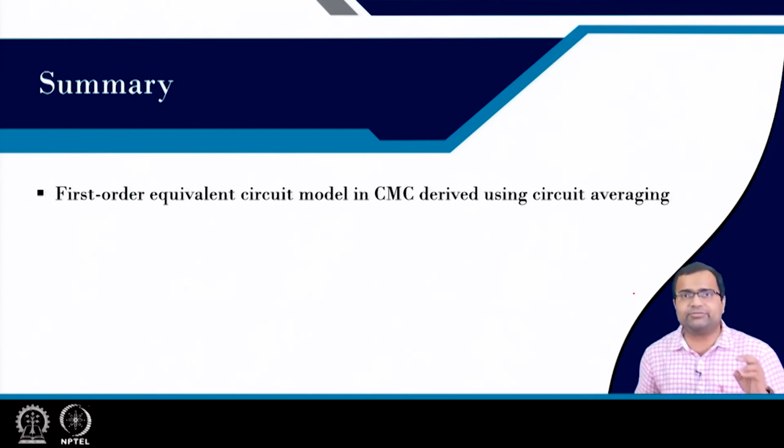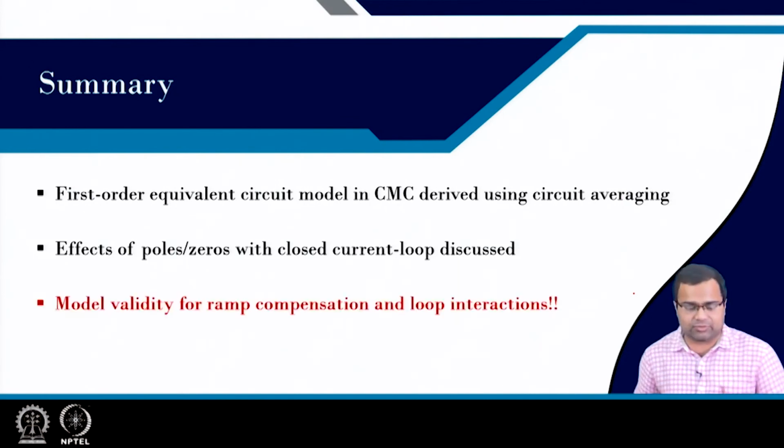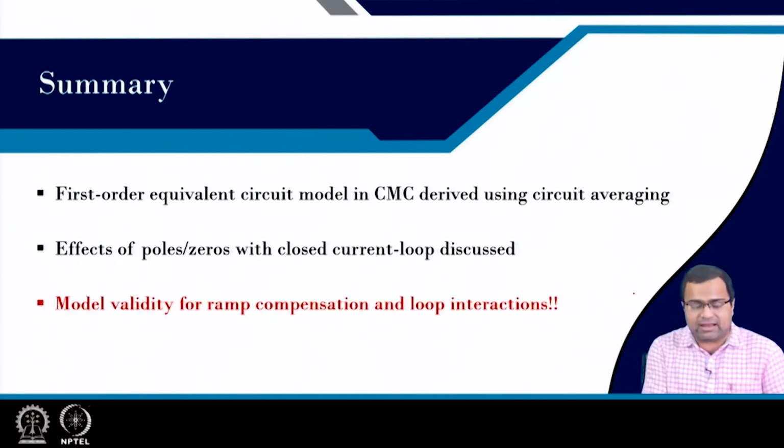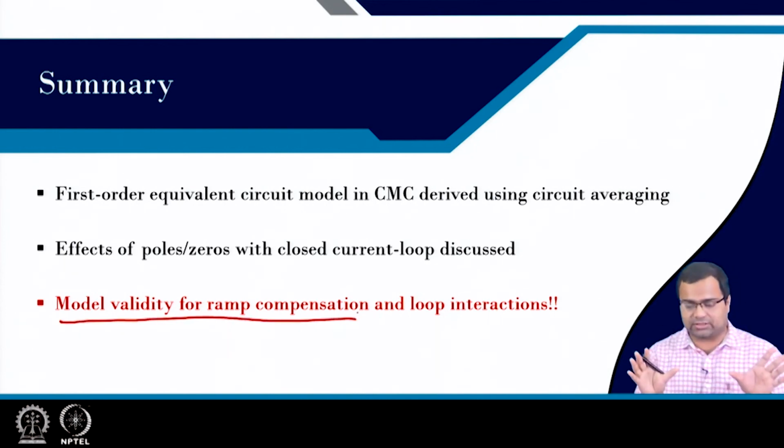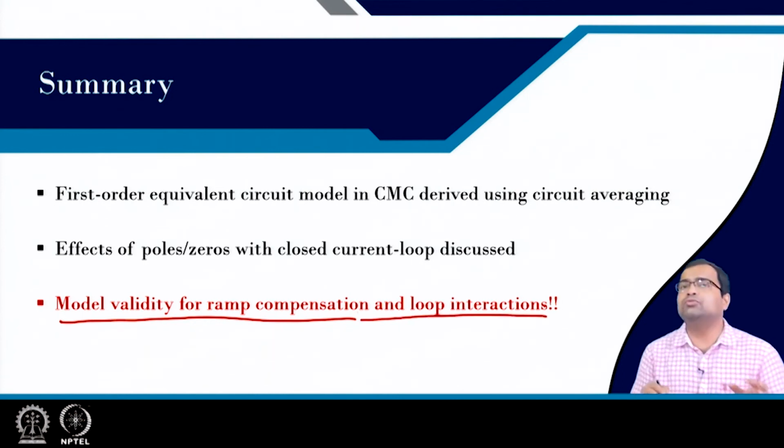So, with this I want to summarize: the first order equivalent circuit model in current mode control was derived using the circuit averaging technique. The effect on poles and 0 under closed current loop we have discussed, but the model validity with ramp compensation is a big concern. We will see that this model will not be valid when you add ramp compensation and when both the inner and outer loop start interacting. So, we need to go for an improved model.